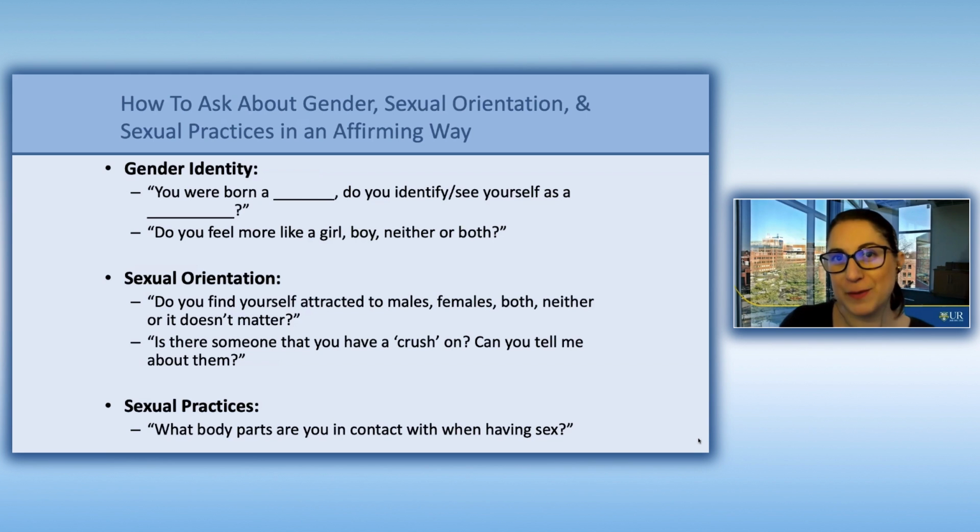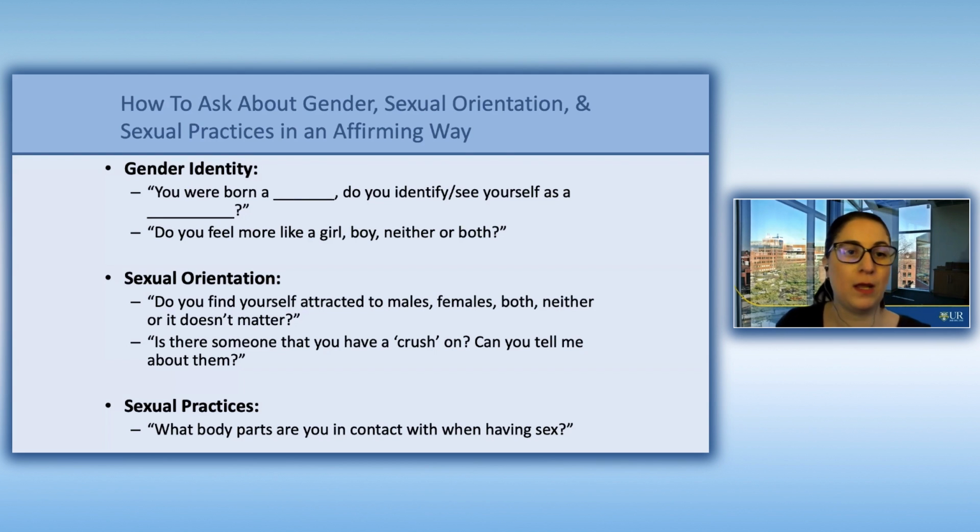But how do we ask this information? And so it can feel a little clunky or jumbly. And so really finding something that works for you and practicing it. And these are just some examples. And again, at a developmentally and cognitively appropriate level. So when asking about gender identity, you may ask, you were born, say, a male. Do you identify or see yourself as a male? If you're working with youth or those who are more cognitively young, you may want to say, do you feel like a girl, a boy, both, or neither?